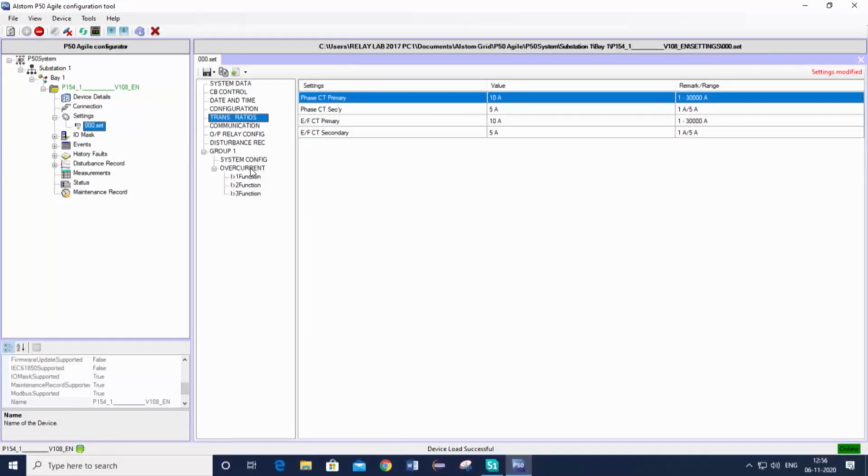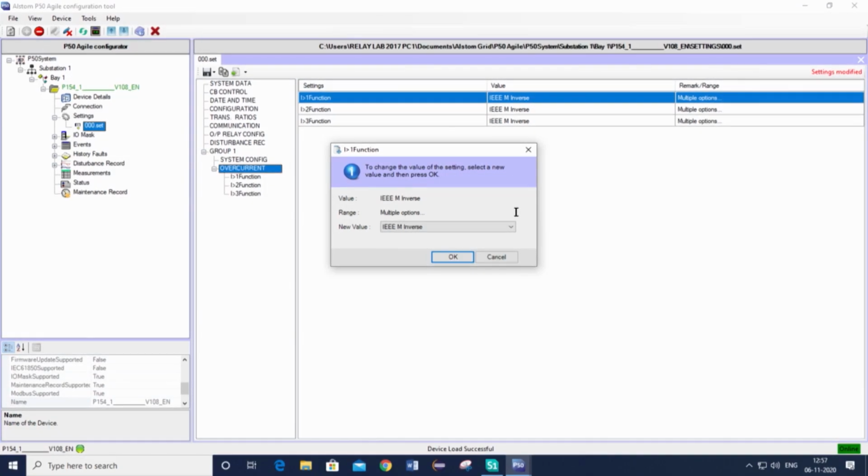Now, we are going to the next part, about the 3 functions available. For the relay, it can operate these 3 functions simultaneously. The first function we are using only to demonstrate this inverse definite minimum time. So, we are picking the IEEE medium inverse curve. You can have all these varieties of relay characteristics, which we have already shown in the table for the particular relay. Here we are just picking the IEEE medium inverse, but you can also take any other curve for any testing of the relay.